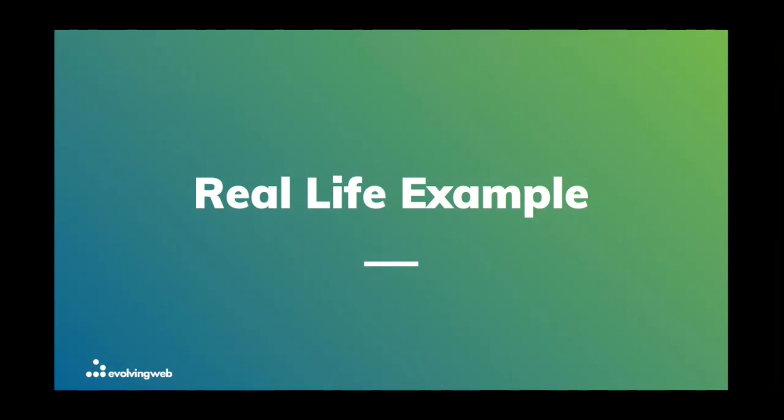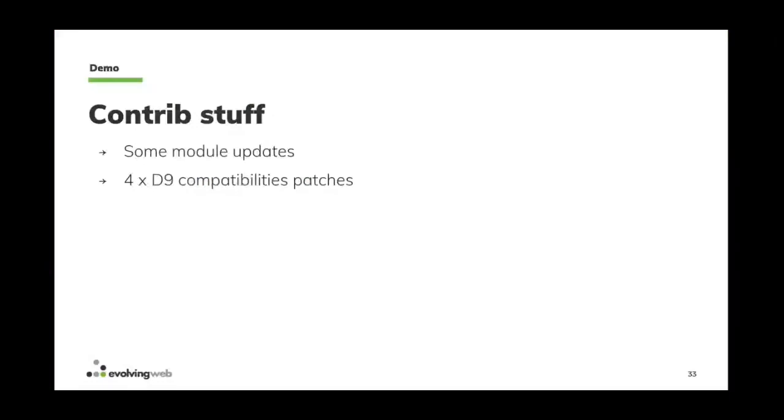But the first one is, let's say, it's also small, but it's a good example. So in the contrib land, I initially had to do some module updates. It was a mix and match of module updates, applying some patches so that we can mark them as compatible in upgrade status. At the end of the day, I had to apply 4 patches to get Drupal 9 compatible in the upgrade status report.